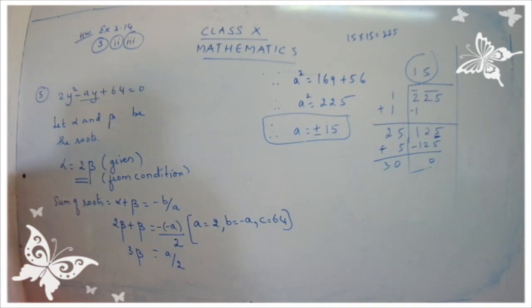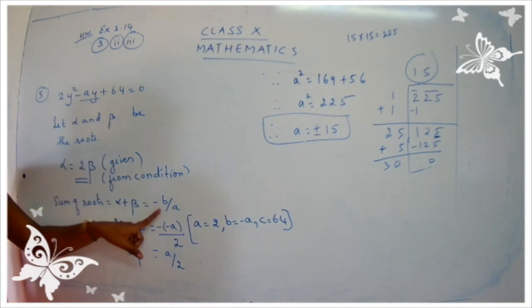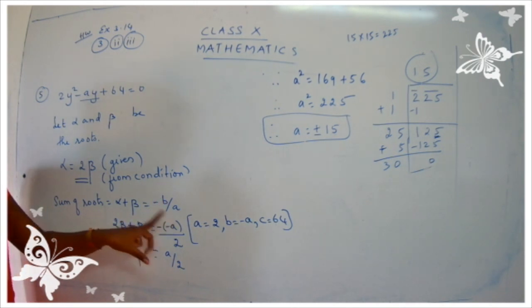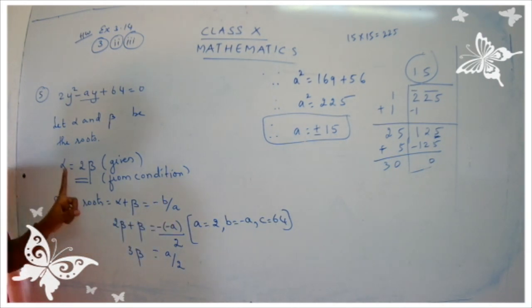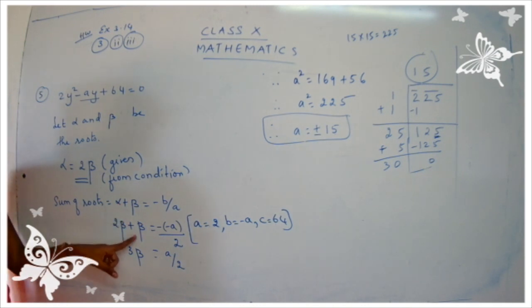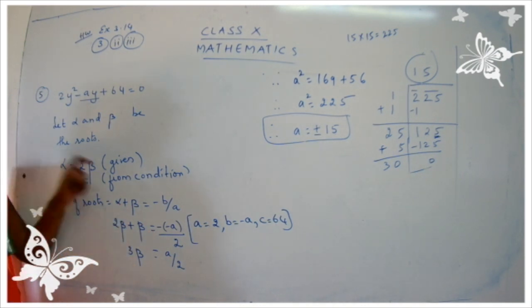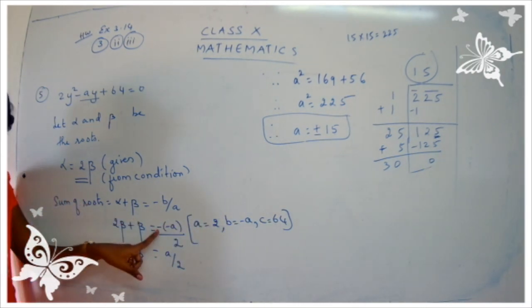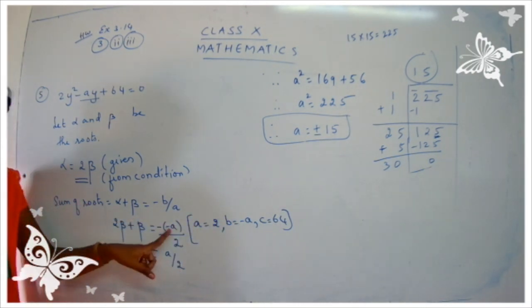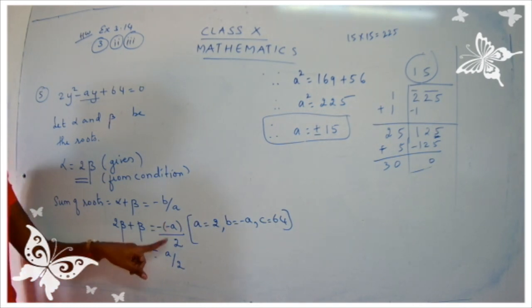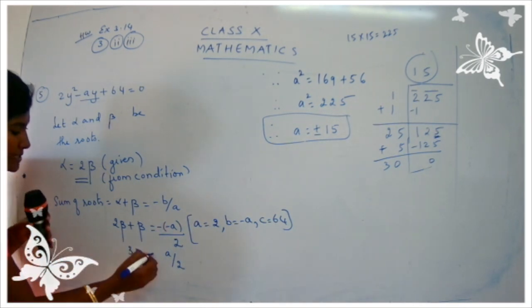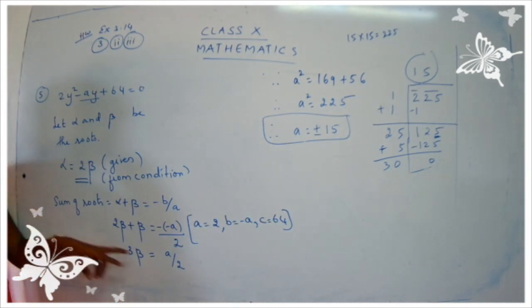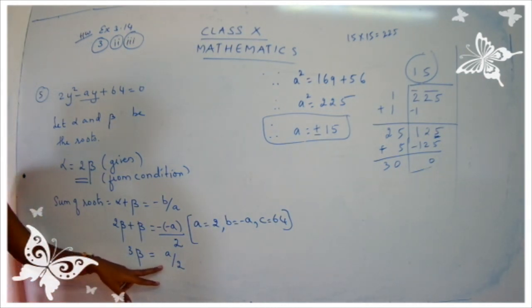So now what are we going to do? We are going to find the sum of roots. What is the formula for finding sum of roots? Alpha plus beta. What is the formula? Minus b upon a. What is the value for alpha? It's 2 beta. 2 beta plus beta is equal to, what is the value for b? Minus a. So minus is already present in the formula. Again you are writing minus a upon 2. Minus minus is plus. So you get the answer as 3 beta is equal to a upon 2. I hope you are clear.